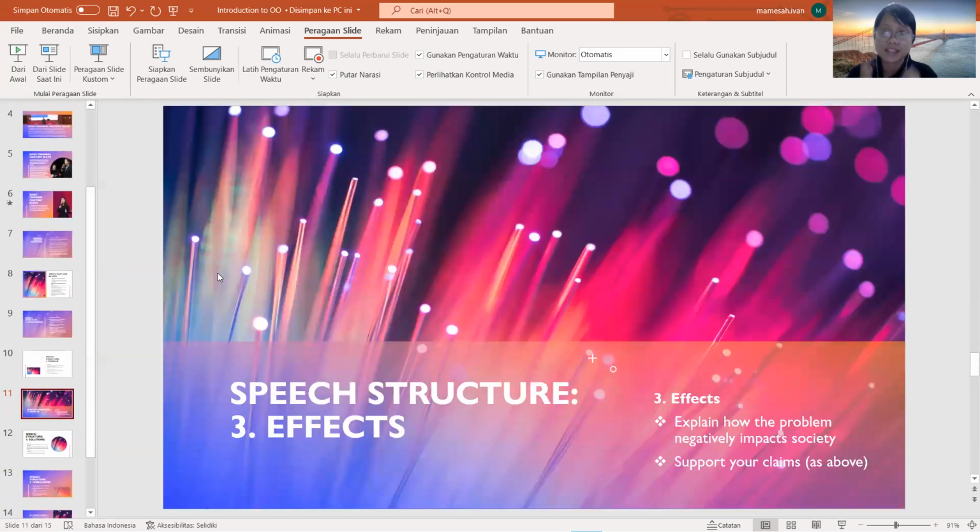The third one is effect. So this is actually pretty simple, but can be very, very tricky. And in the effects part, there are two things that you need to pay attention to. First of all, explain how the problem negatively impacts the society. And secondly, support your claims. Just like before, always cite a reference, a valid reference.